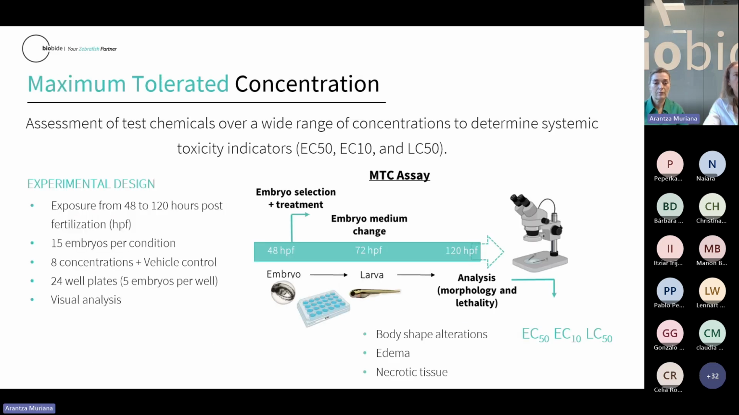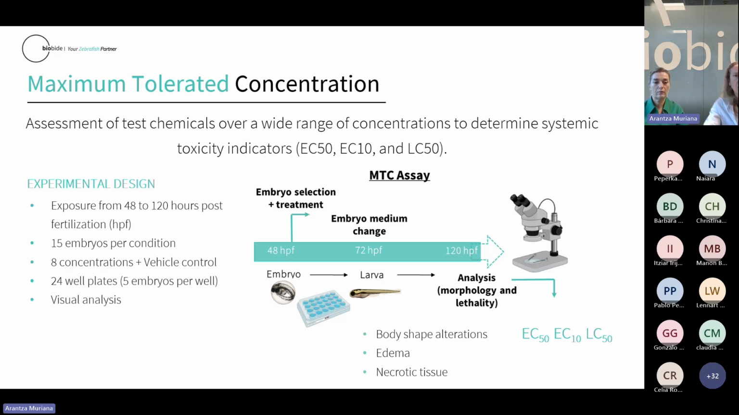For the first part, we tested the 7 compounds in our maximum tolerated concentration assay, and the experimental design consists of the exposure of the larvae from 48 hours post-fertilization to 120 hours. We treated 15 embryos per condition at 8 concentrations for each reference compound, and also we tested the vehicle control. We used 24 well plates and put 5 embryos per well.